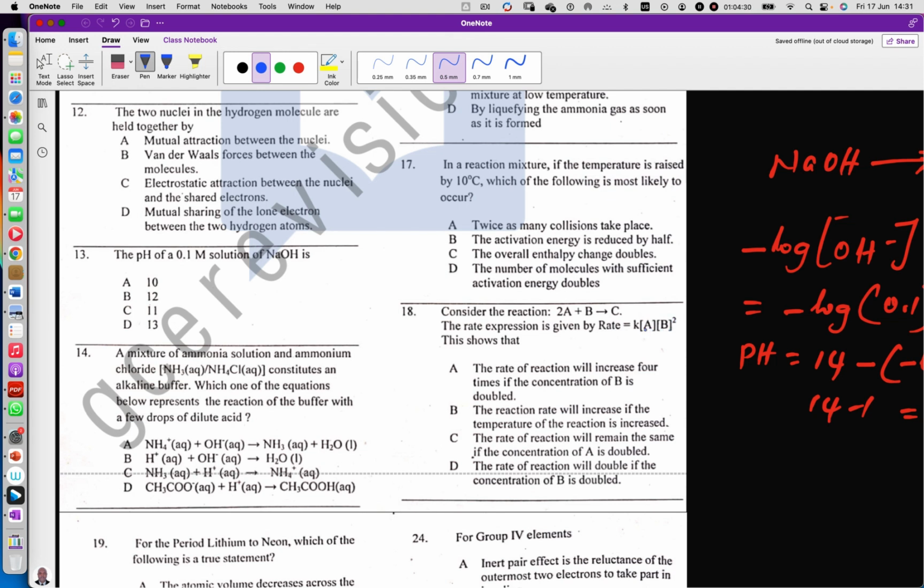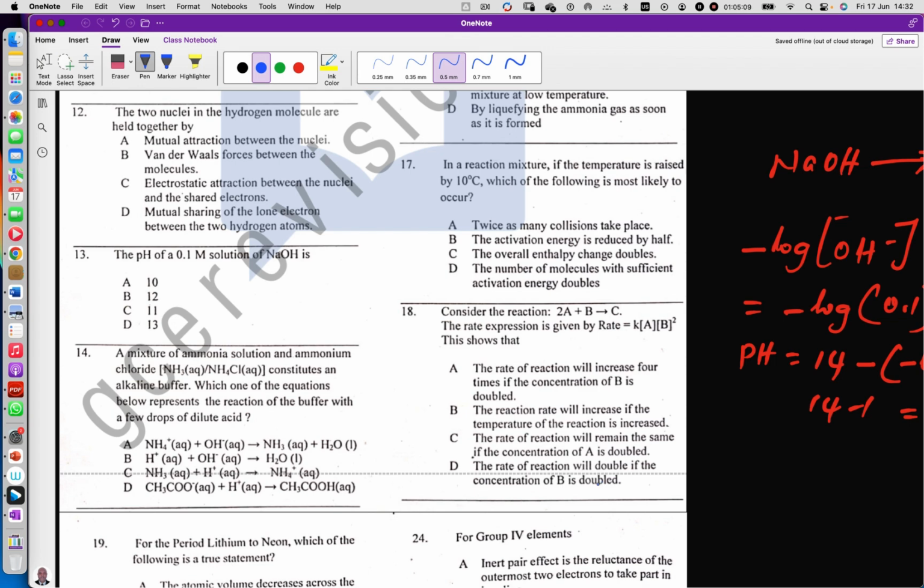Now interpreting our result into the answers that have been given: this shows that the rate of reaction will increase 4 times if the concentration of B is doubled. No. The reaction rate will increase if the temperature of the reaction is increased. I don't think so. The rate of reaction will remain the same if the concentration of A is doubled. I don't think so. The rate of reaction will double if the concentration of B is doubled. I think that is the right answer.